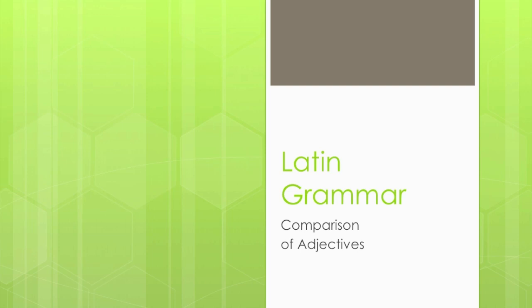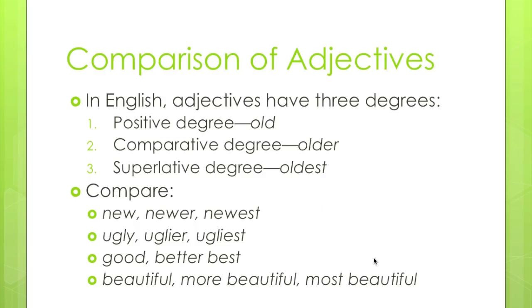In this video, we will be discussing the comparison of adjectives in Latin. What do we mean by the comparison of adjectives? Well, the comparison of adjectives in both English and Latin involves changing the form of an adjective to indicate different degrees. In English, adjectives have 3 degrees.